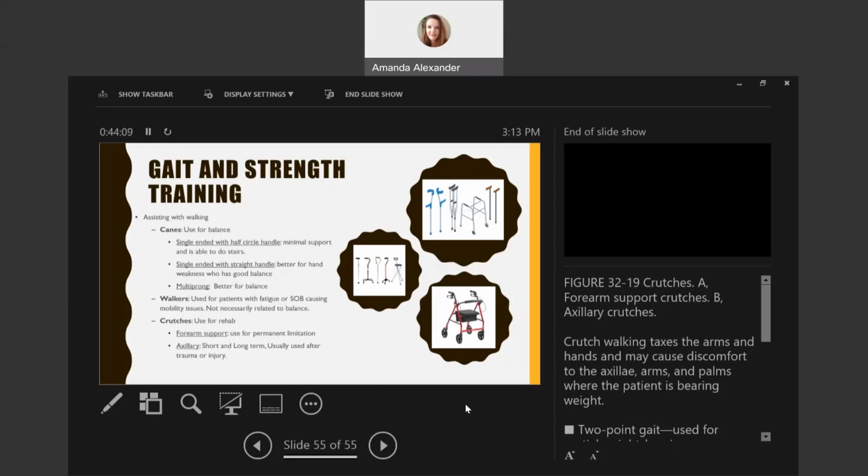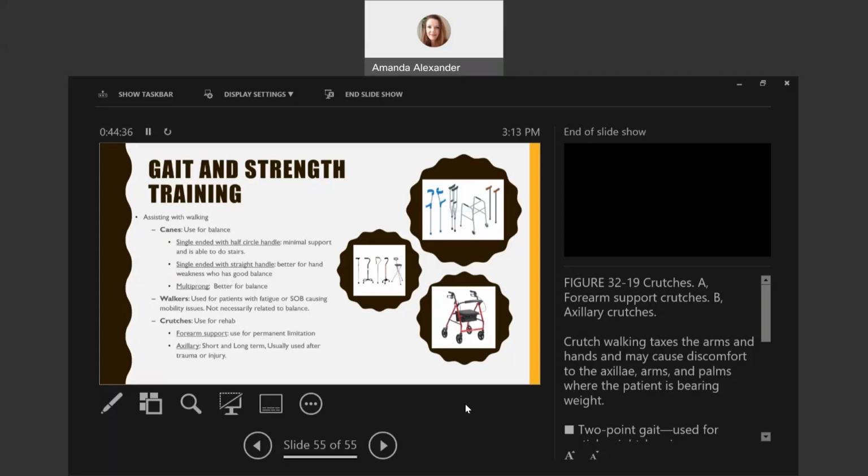A single-ended cane with a straight handle is for a person who may have some weakness, but still has good balance. And a multi-prong cane is better for balance. It's for those people that might have a little bit of a wavering gait and they need something to support their balance. Now, crutches are very important to understand for this topic.